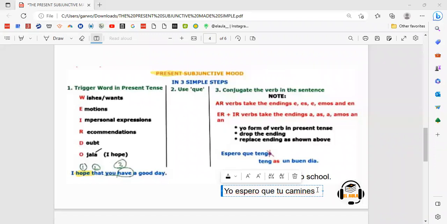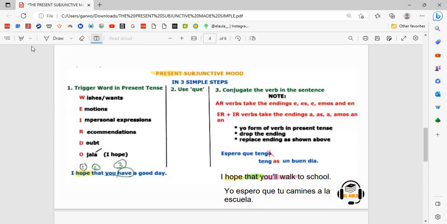So just one more time. We think about the yo form of the verb, right? In the present tense. Caminar, camino. We drop that ending. And since it's originally an AR verb, we switch the endings using an E ending, specifically ES, because we are conjugating based on tú. And that is essentially it.